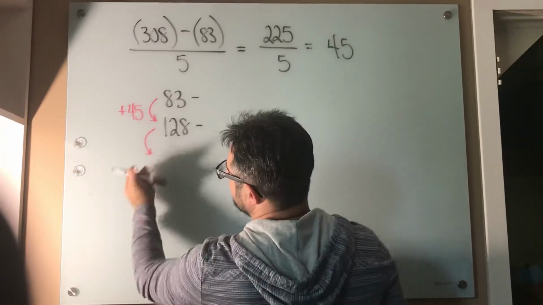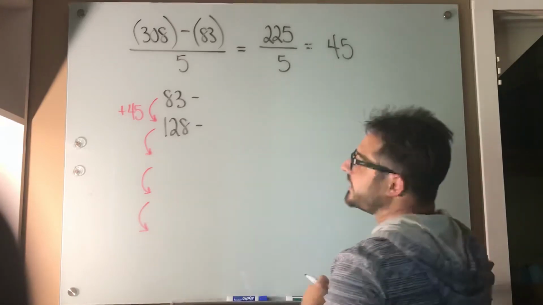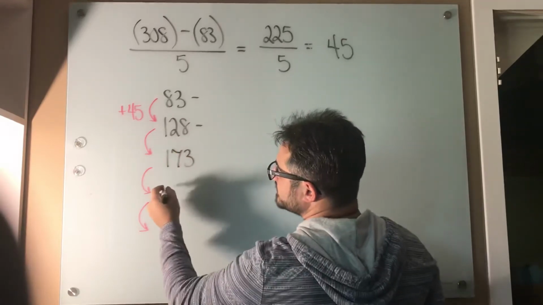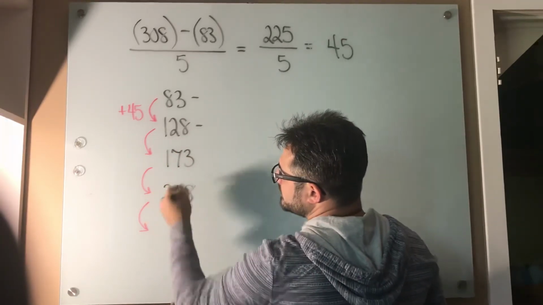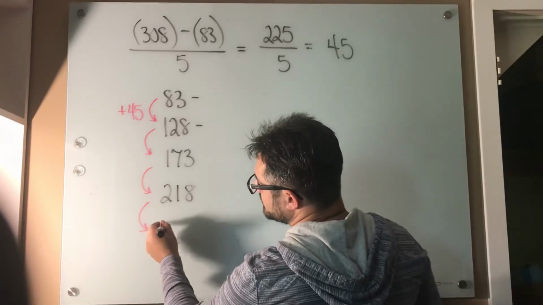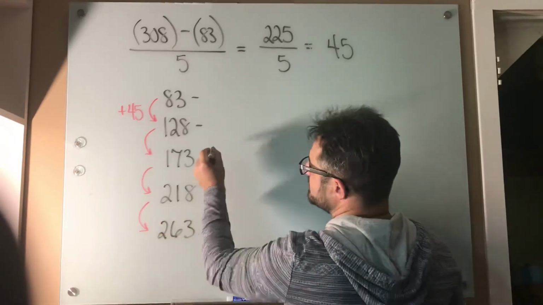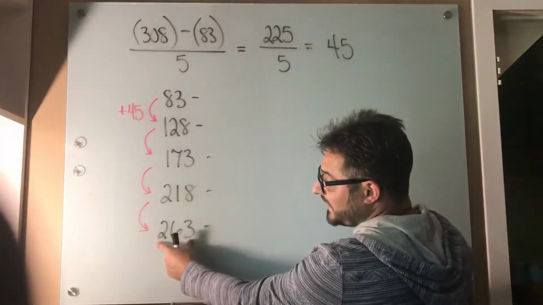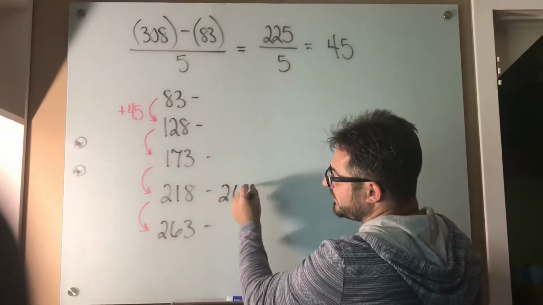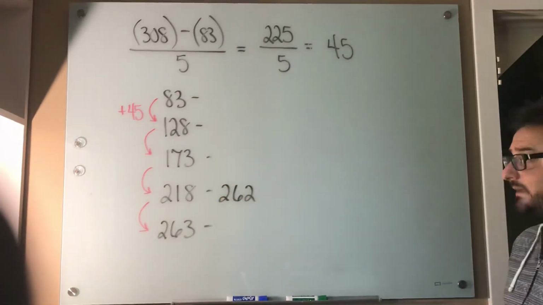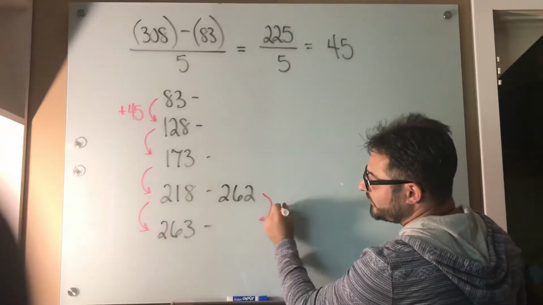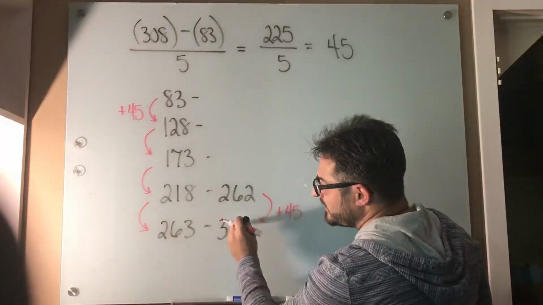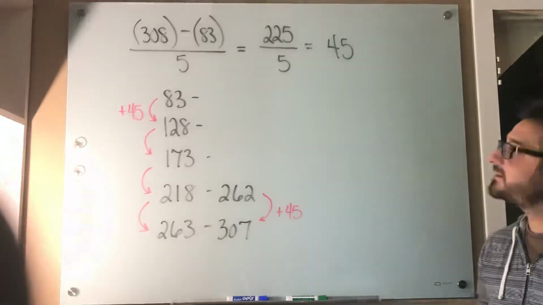So again, if you want to check me on these, you can. I'm going to move ahead a little bit more quickly. So again, we're going to focus on the last class here. If the last class begins at 263, then the one before it must have ended at 262. And if we add the class width of 45, we get 307. Once again, the 308 has no home.